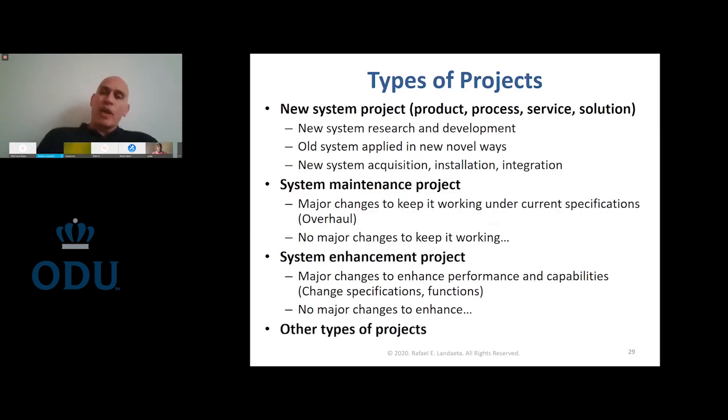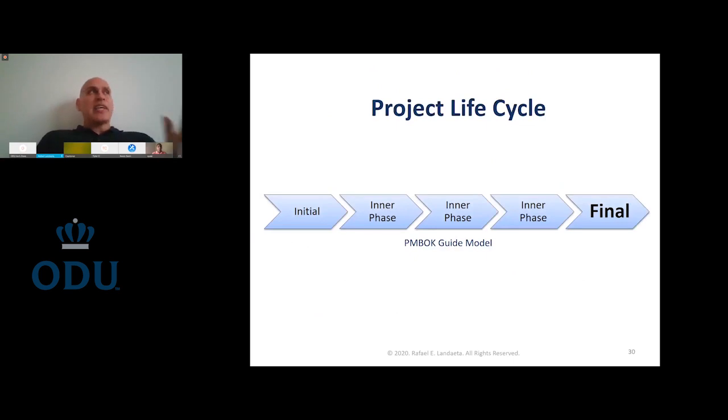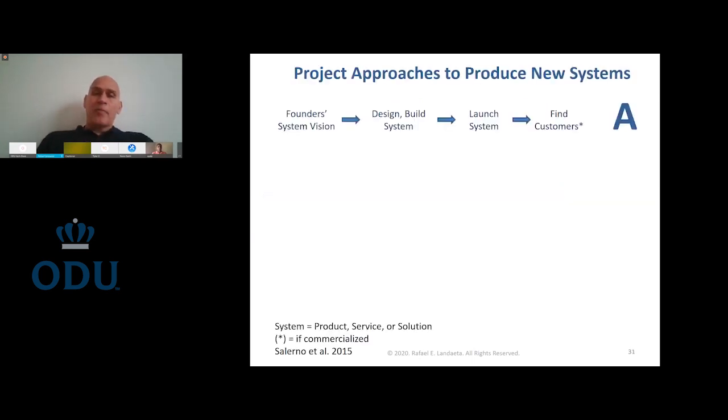And there might be some other types of projects. As I say, any project has a start date and a final date, and there are phases that we go through throughout the project. And we're going to focus on these phases as we talk about design thinking. So what are the different approaches in producing new systems or new solutions, if we may call them that?